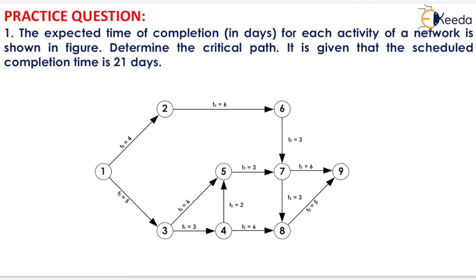Question is given as: the expected time of completion in days for each activity of a network is shown in the figure. Now determine the critical path of this network. It is given that the scheduled completion time is 21 days. It means that the TL time for the ninth event is already given, that is 21 days. Now we have to solve this numerical.